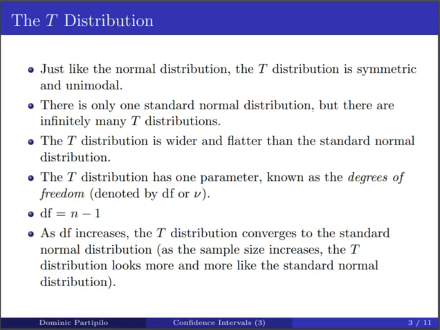So the way we calculate the degrees of freedom is to take the sample size n and just subtract 1. That's it. So as df increases, the t-distribution converges to the standard normal distribution. So in other words, as the sample size increases, the t-distribution is going to look more and more like the standard normal distribution, like the z-distribution.